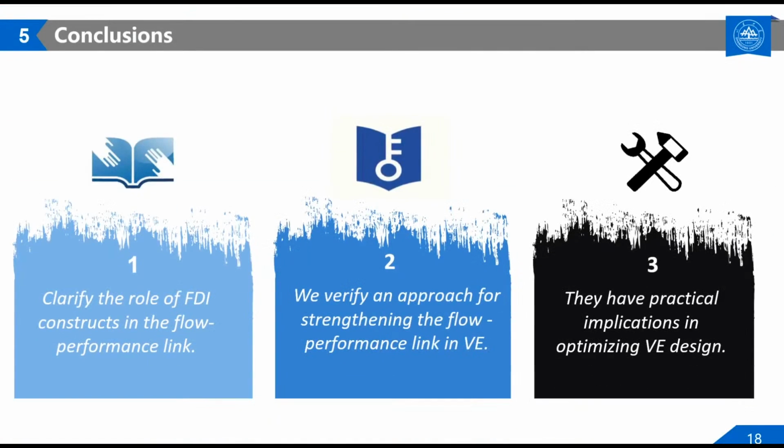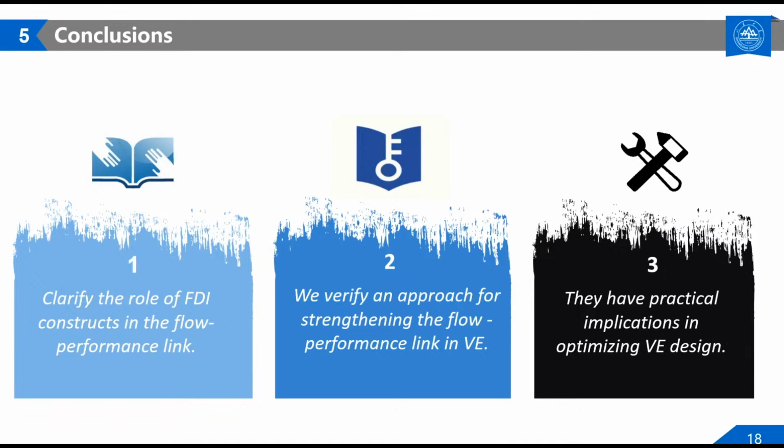In summary, in this paper, we clarify the difference between FD and FI people on the flow performance link. FI people do better in refusing the distractors and show stronger flow performance link than FD people. Moreover, we verify an approach for strengthening the flow performance link in VE, which is to enhance the congruency between task and interactive artifacts. More specifically, that is to provide implicit visual cues to utilize distractors to achieve more task-oriented attention.